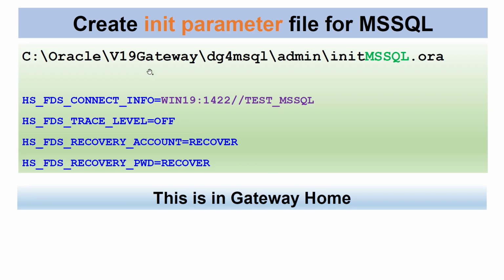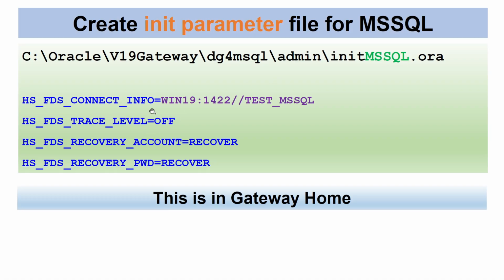Now, this is where I have installed my Oracle Gateway. You can install wherever you want. And under the Gateway Home, you will find a directory called dg4msql. Under that, you will find a directory called admin. Under that, create a file called init.mssql.aura. This MS SQL is your SID. I am repeating it again and again so that you understand that this plays a very crucial role.